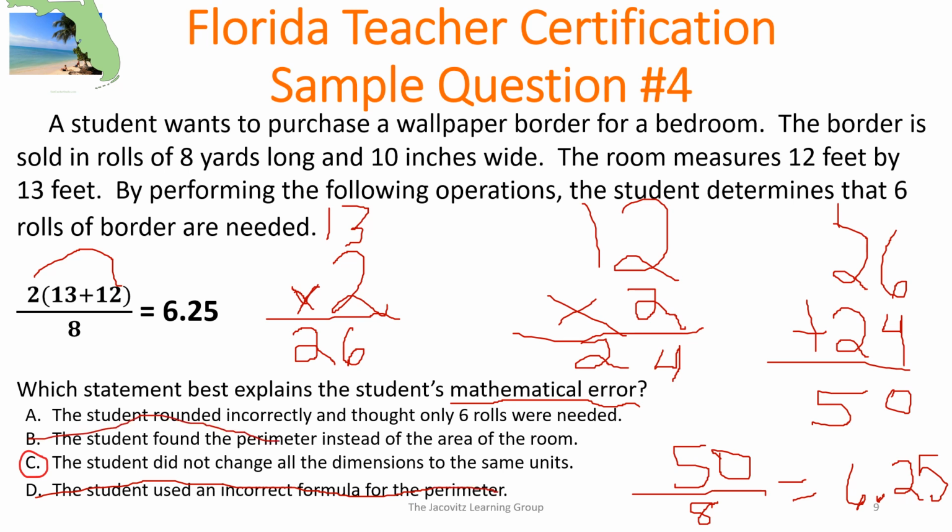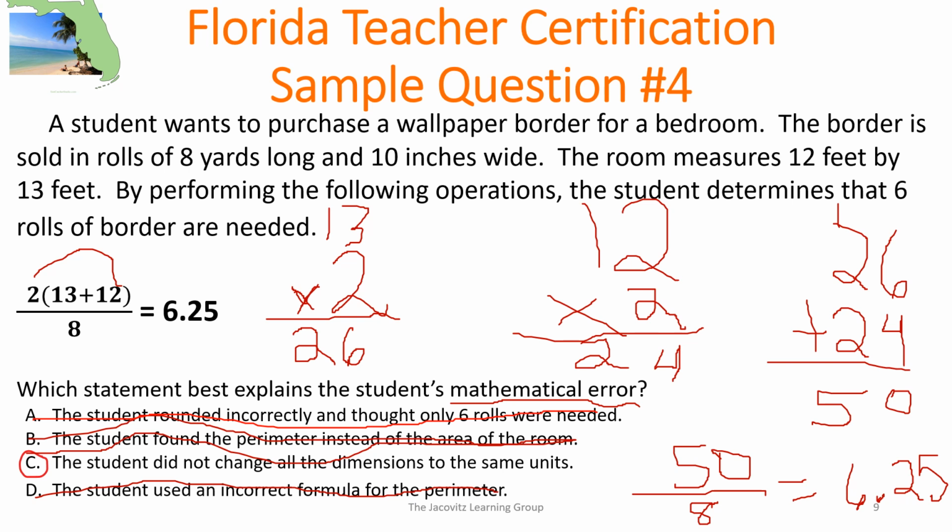Student found the perimeter instead of the area. That's wrong. Perimeter would be 13 plus 12 plus 13 plus 12. Or he or she would go 13 plus 12, and then take it around 4 times. No, this is getting confused here. Okay, so it's not a perimeter. This is area. Okay, the student rounded incorrectly and thought those 6 rolls were needed. He rounded correctly, or she rounded correctly, whoever did it. So your answer is C.